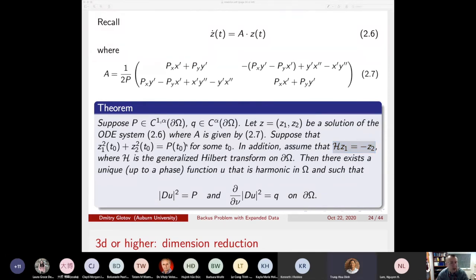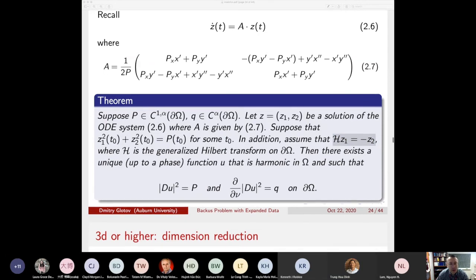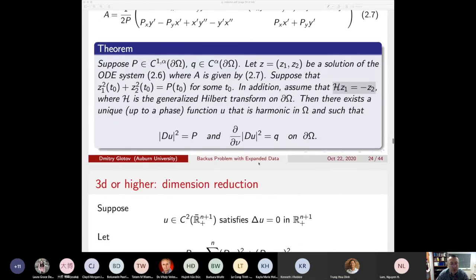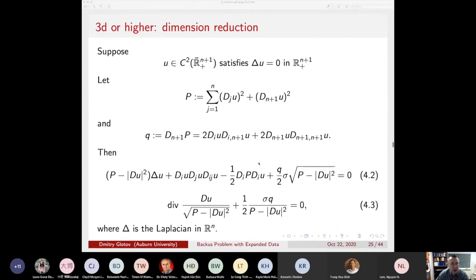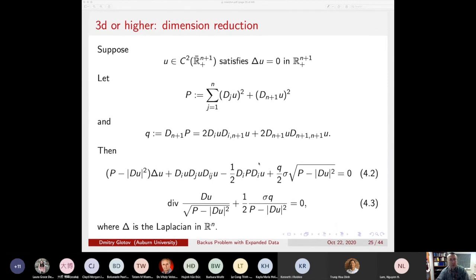Oh, yes. Okay, so let me just briefly touch upon what technique we have for the three-dimensional case. The difference here is that the ODE techniques do not work as well. So what we have here, let me start with the space R^{n+1}_+, the upper half space in the n plus 1 dimensional space. We're interested in finding a function which is harmonic in this space.